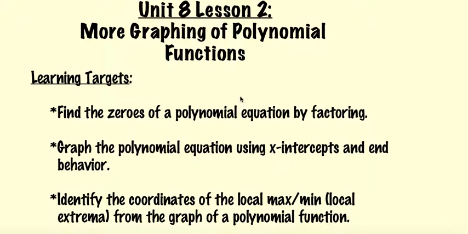So today we are going to do some more on graphing polynomial functions. We're going to find the zeros of a polynomial equation by factoring. We're going to graph the polynomial equation using x-intercepts and end behavior. We're also going to use y-intercepts. We're going to identify the coordinates of a local max and min from the graph of a polynomial function.